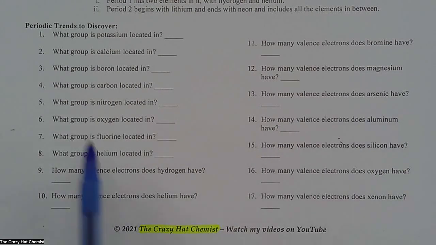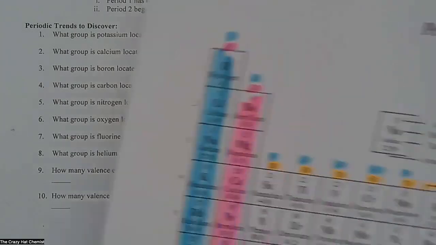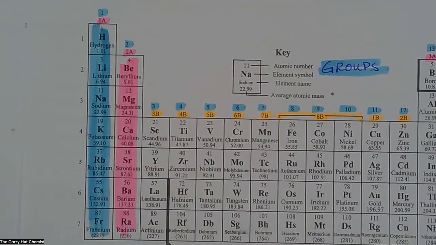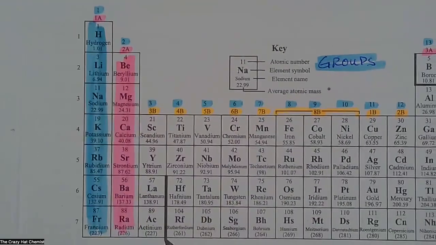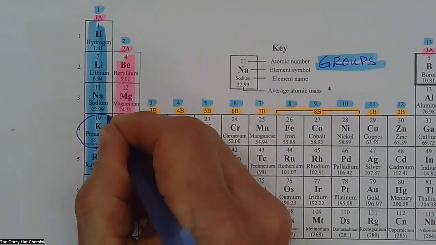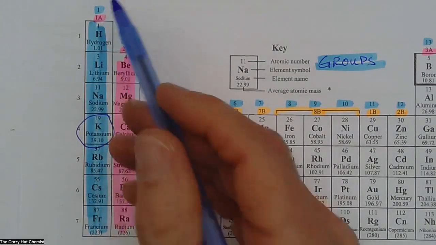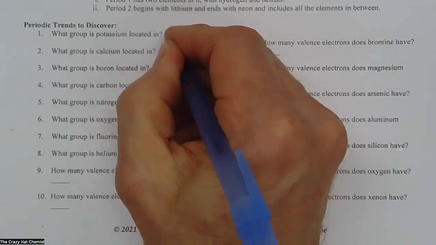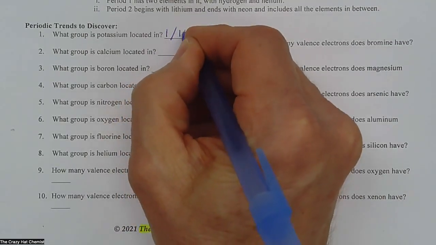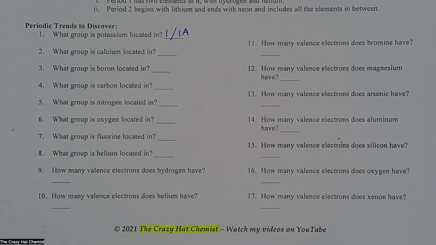Okay, so here we go. What group is potassium located in? We're going to pull out our periodic table and look at potassium, find out where potassium is. Just so happens that here is potassium. What group is it in? It's in group 1 or 1A. Either one of those would be fine.